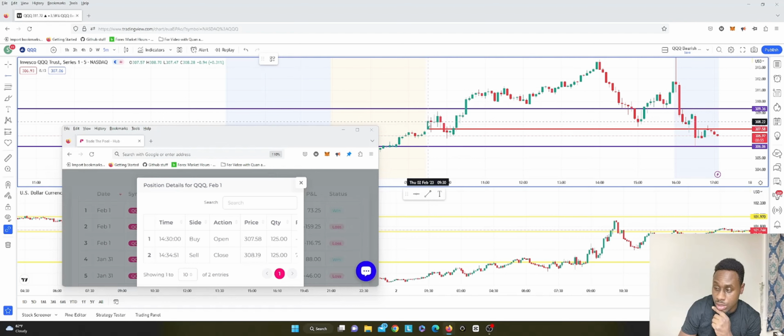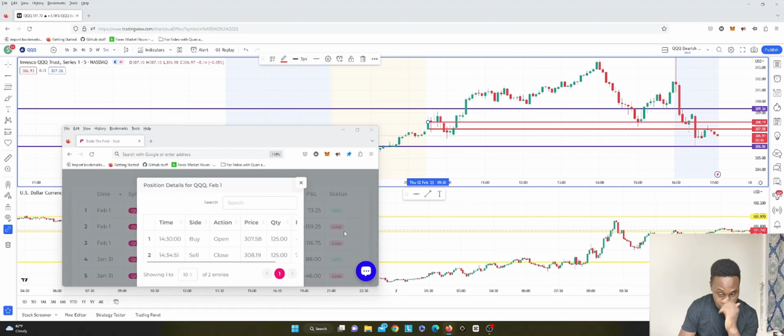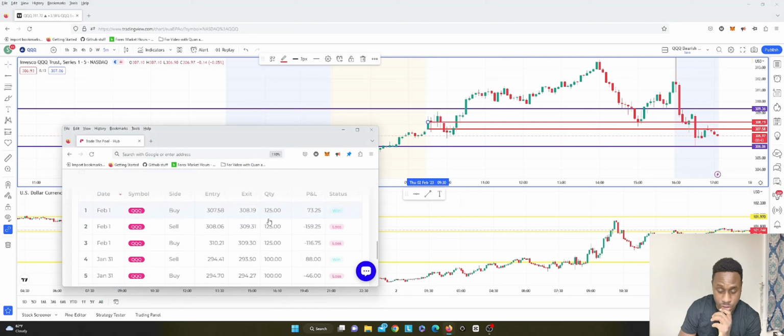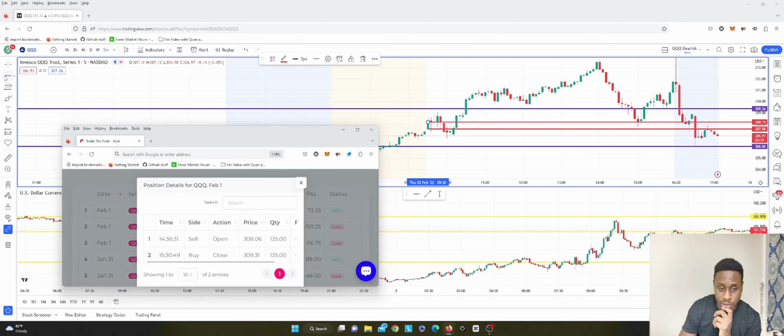So this one, I closed it at what? 308.19. Okay. So I entered here, closed it there for a profit of $73 in 4 minutes. So the next trade was, I think, when it hit my stop loss. So let's see.